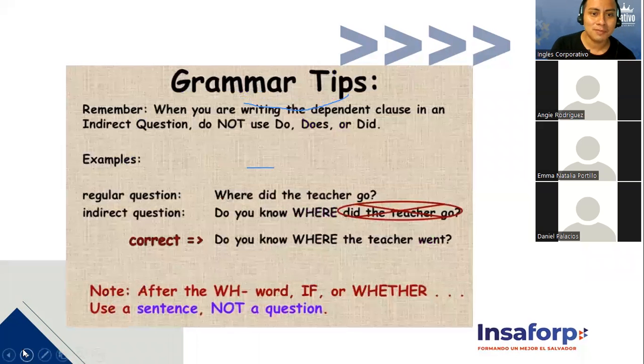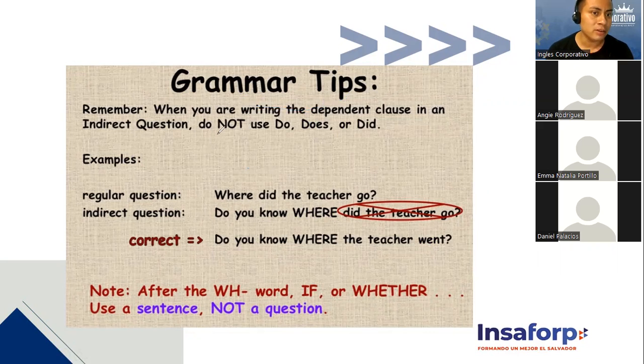Okay, now let's take a look at this one, just to reinforce that. Quick grammar tips. Remember, when you are writing the dependent clause in an indirect question, do not use do, does, or did. For example, where did the teacher go? We do not say, do you know where did the teacher go? We say, do you know where the teacher went? That's it, because the did is unnecessary. Therefore, we use the verb in the past form. Simple as that.